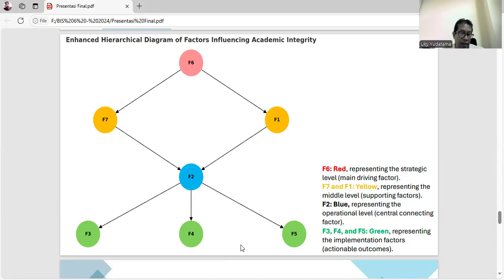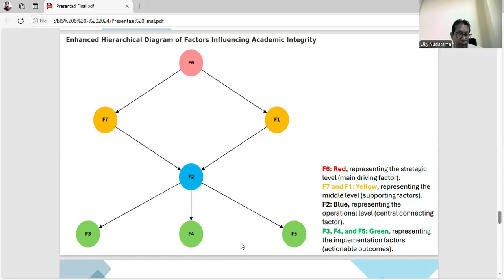Flow of influence. The strategic factor F6 influences the supporting level F7 and F1, which subsequently impact the operational factor F2. Finally, the operational factor distributes its effect on the implementation level F3, F4, and F5. The connecting lines illustrate the dynamic relationship between these factors.